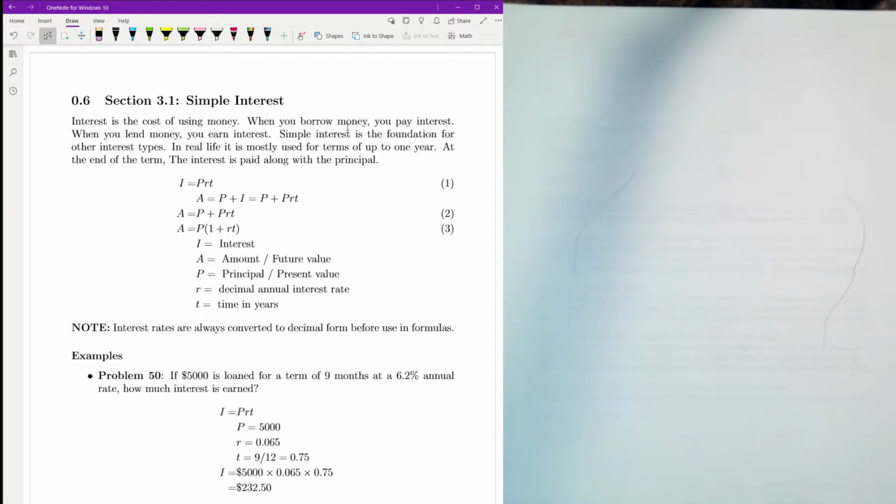For simple interest, and this is section 3.1 in the book, interest is the cost of using money. When you borrow money, you pay interest. When you lend money, you earn interest. Simple interest is basically the foundation for the other interest types. In real life, it's mostly used for terms up to about 1 year. At the end of the term, the interest is paid along with the principal. We have some pretty basic formulas for that.